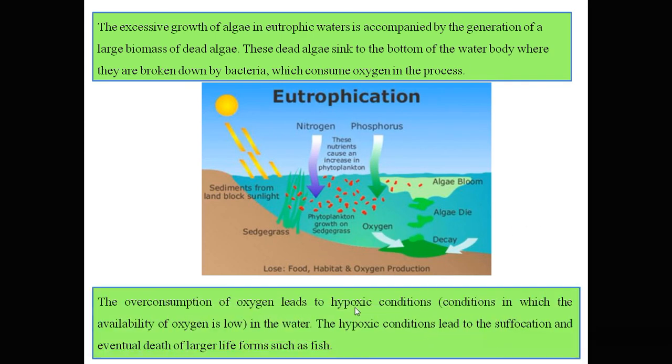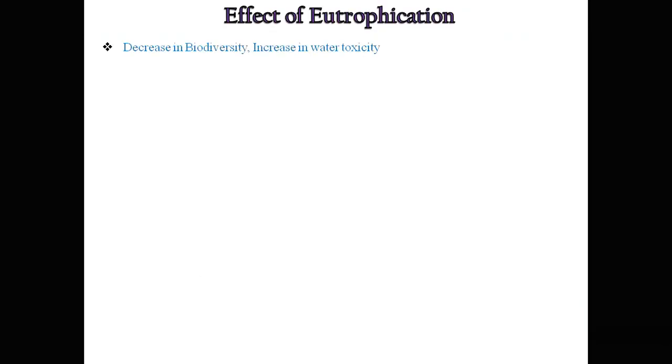Now the overconsumption of oxygen leads to the hypoxic condition. What is the hypoxic condition? This is the condition in which the availability of oxygen is very low in the water body. The hypoxic condition leads to the suffocation and eventual death of larger life forms such as fish. So in eutrophic lakes or eutrophic ponds, you will observe that larger organisms die in that water body. What are the effects of eutrophication? The first effect of eutrophication is decrease in biodiversity and increase in water toxicity.